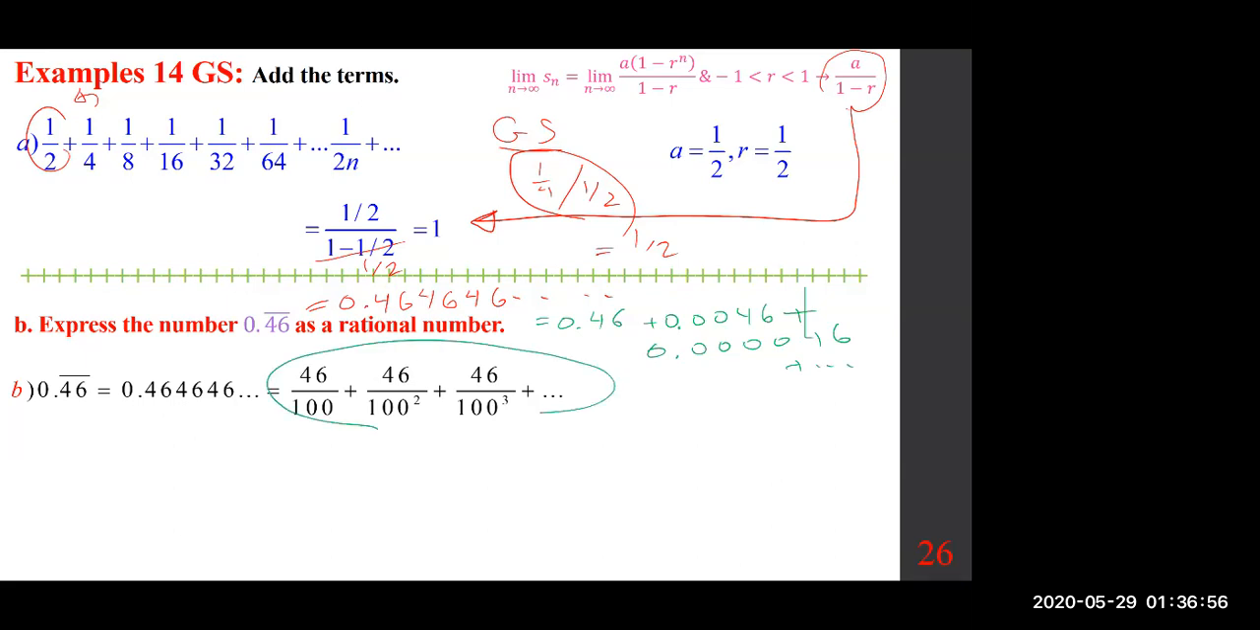It may make it easier to write it as a fraction. I don't know. You make a decision. Either way is fine. You can keep it as a fraction or as a decimal. What you need to notice is that you are dealing with a geometric sequence. The first term is 46 over 100 or 0.46. r is 1 over 100. And because r is between -1 and 1, we can use S sub n as a over 1 minus r to come up with the answer.